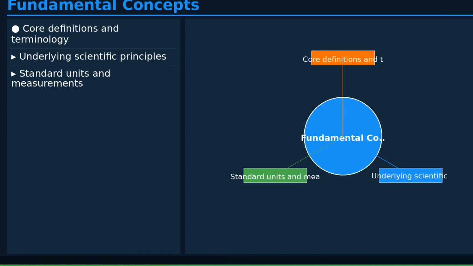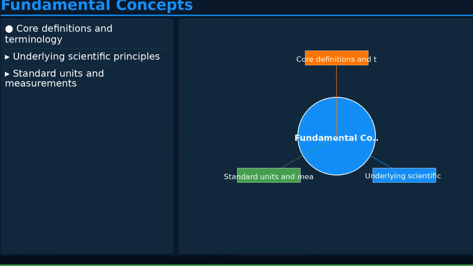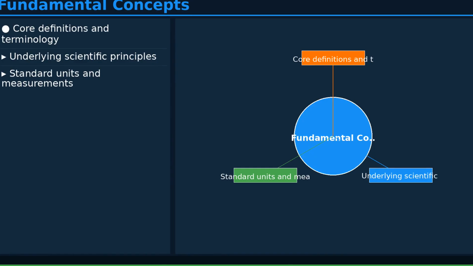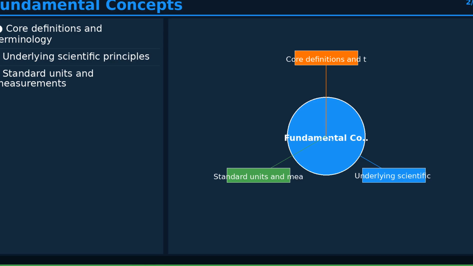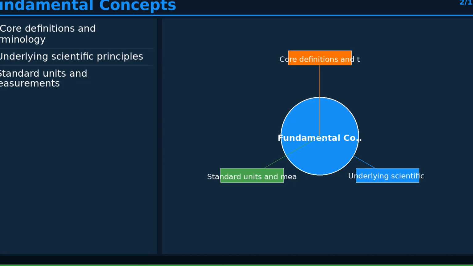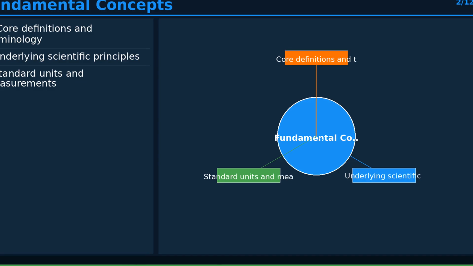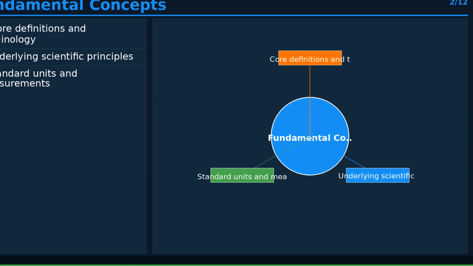The fundamental concepts of CNC milling machine working principle start with precise definitions and terminology. Understanding the scientific basis helps us predict material and process behavior accurately. Standard units ensure consistent measurement across all industrial applications.